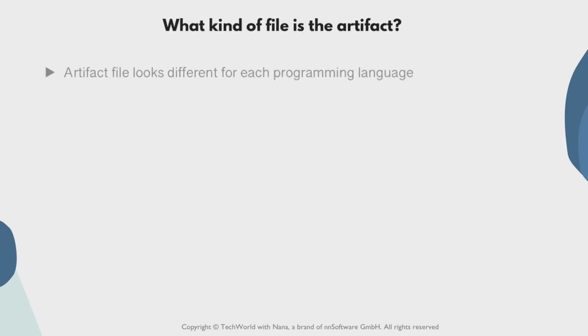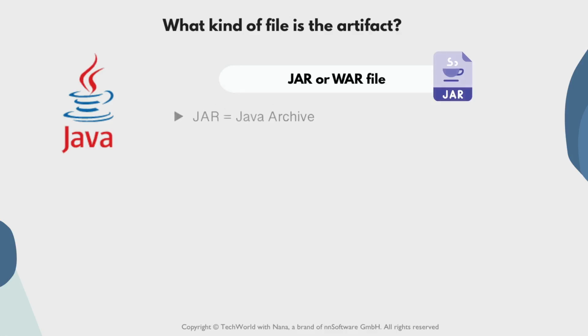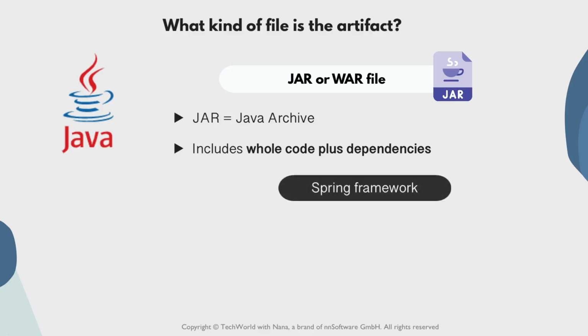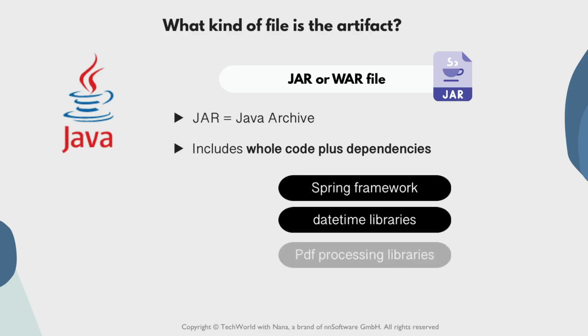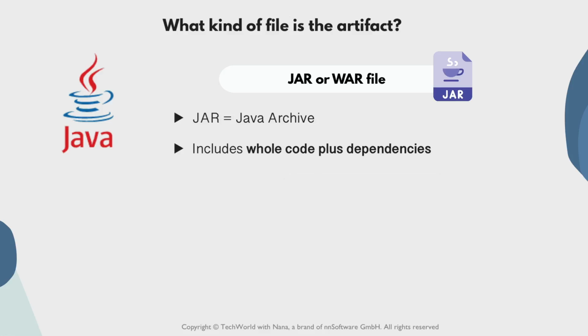Well, depending on the programming language you use for your application, this packaging or this artifact file will look different. For example, if you have a Java application, the artifact file will be a jar or war file. Jar stands for Java Archive, where AR stands for archive. And it will include the whole code plus the dependencies your code uses, like Spring libraries, some datetime libraries, maybe PDF processor, etc. So basically everything your application code needs to run.